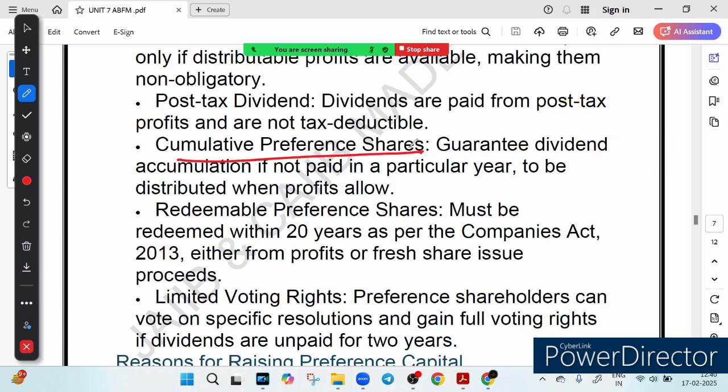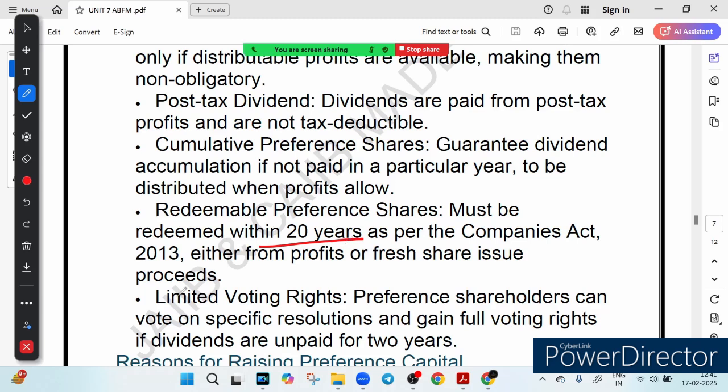If in a particular year the company does not pay dividend, it will accumulate for the next year. That is the point. And next, redeemable preference share has an expiry date, means the company can't keep this share forever. As per the Companies Act 2013, they must be redeemed within 20 years, either from profit or by issuing fresh shares, right? So the company can't keep this share forever. Okay, so this is the part.